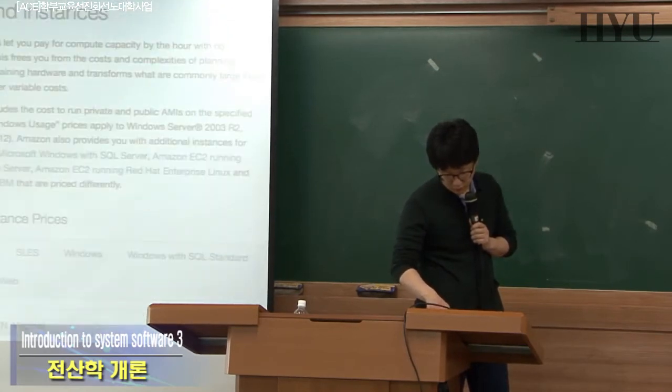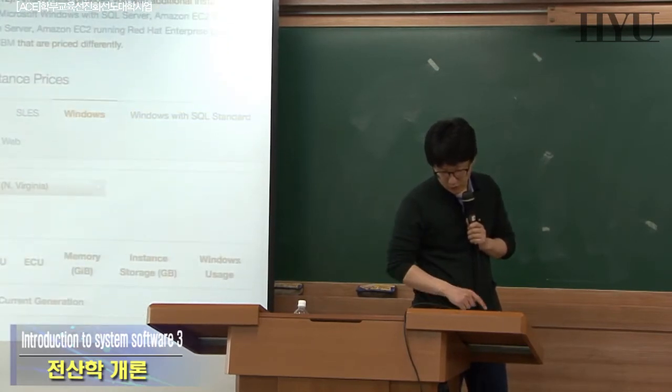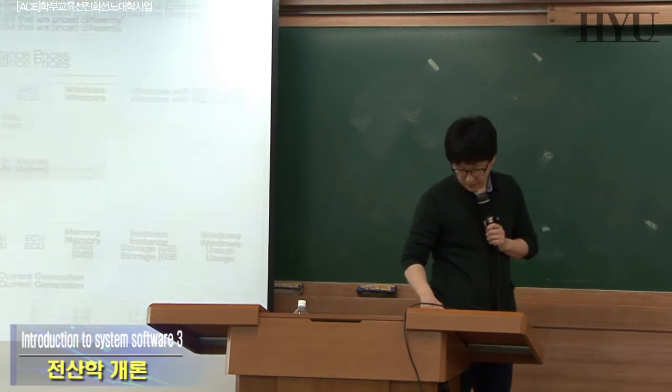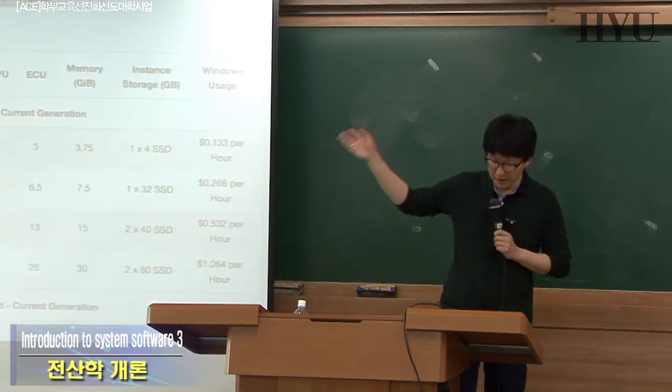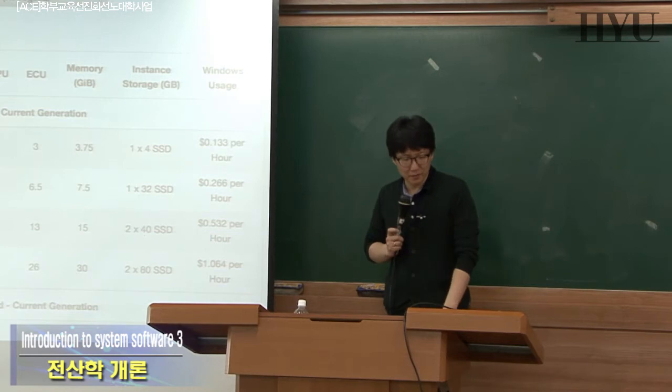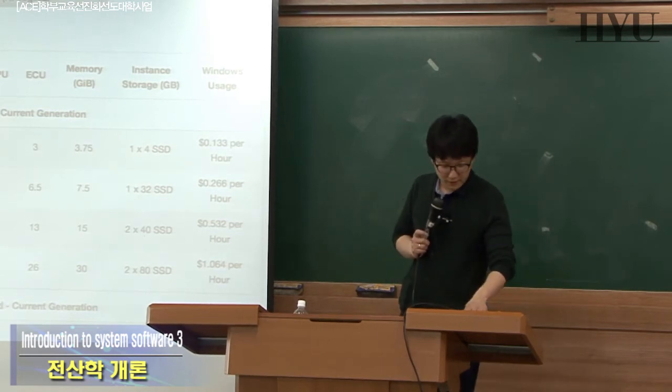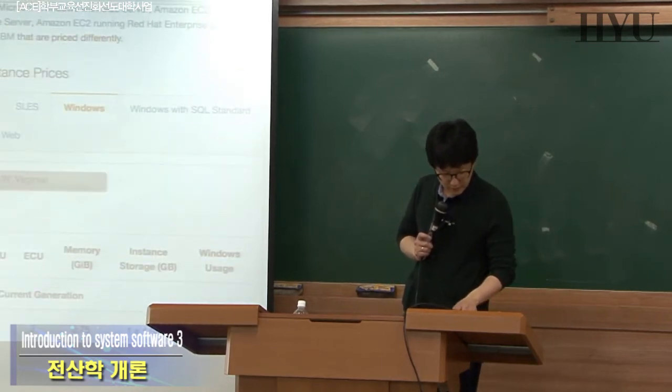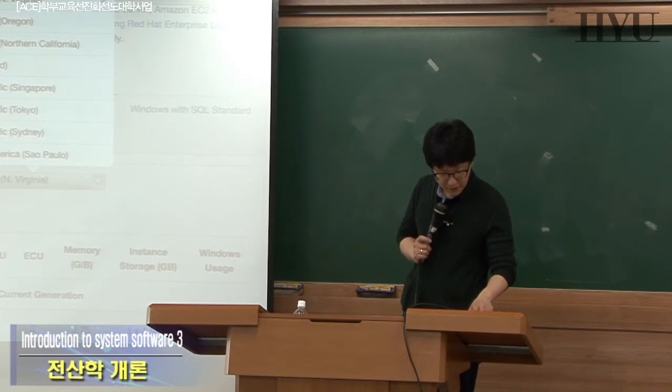그거는 리눅스고. 윈도우는 얼마인지 볼까? Windows. Slightly more, I guess. Almost the same, but a bit more expensive. Let's see. 아시아 퍼시픽 도쿄에서 얼마인지 보자.